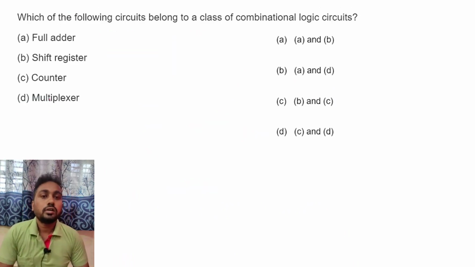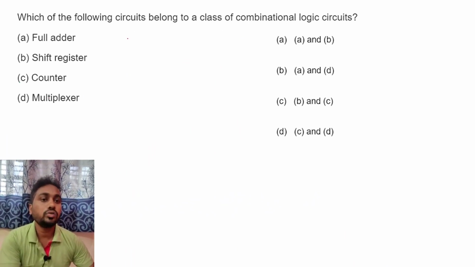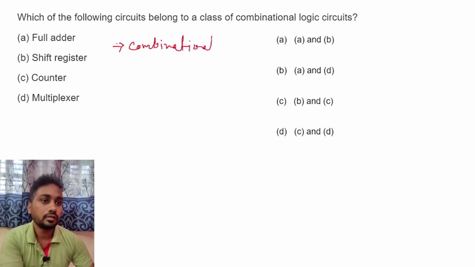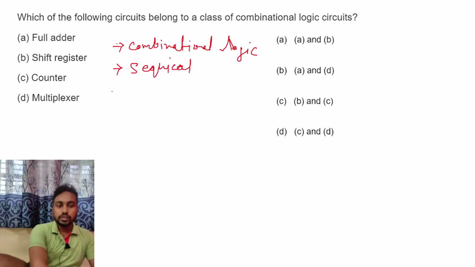Now what is the question? Which of the following circuits belongs to the class of combinational logic circuits? Okay, so in digital electronic circuits, there are two kinds of logic circuits. The first one is the combinational logic circuit, and another one is the sequential logic circuit.